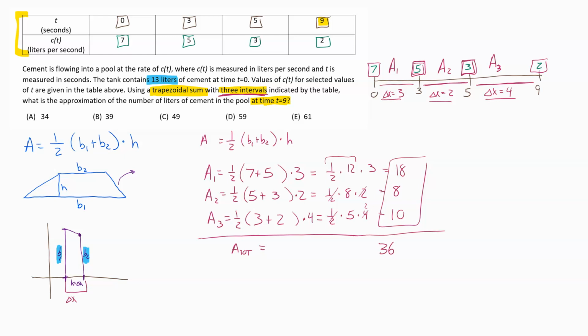That is not our final answer though, right? Remember that we had 13 liters back up at the start here. So in this situation, we would need to add the original 13 that we had, and once we do that, we get our new total amount after 9, which would be 49. So it would be 49 liters, and that's option C.